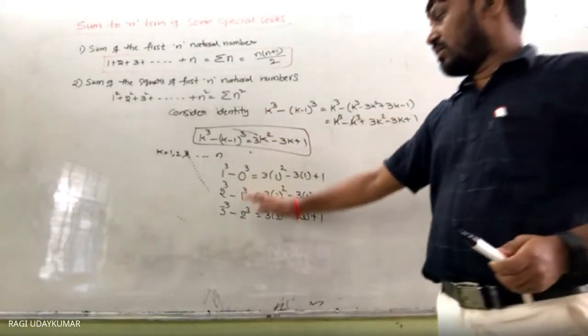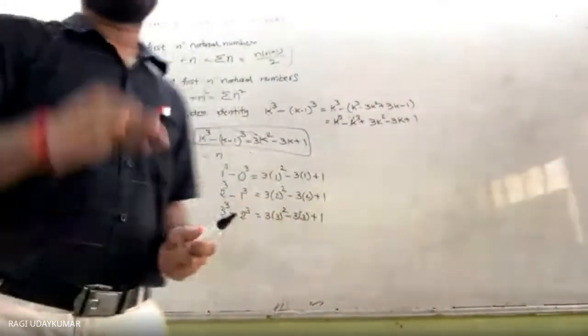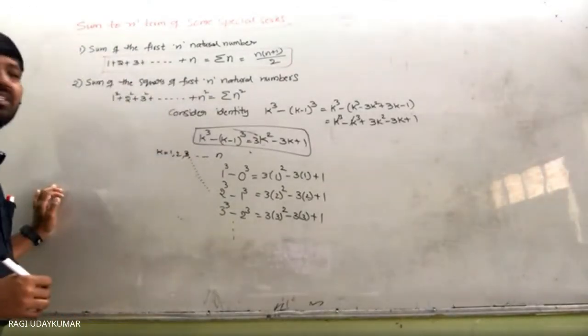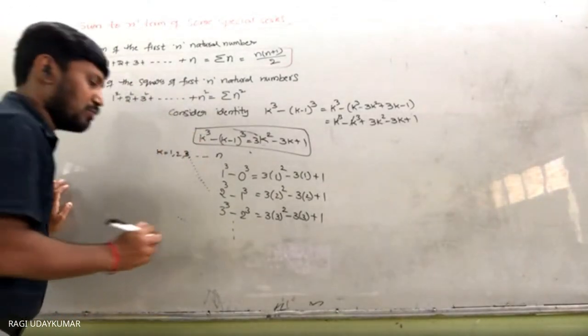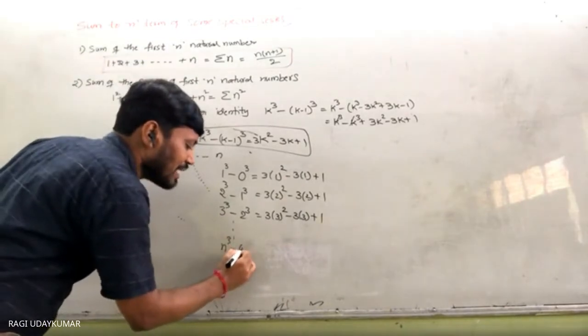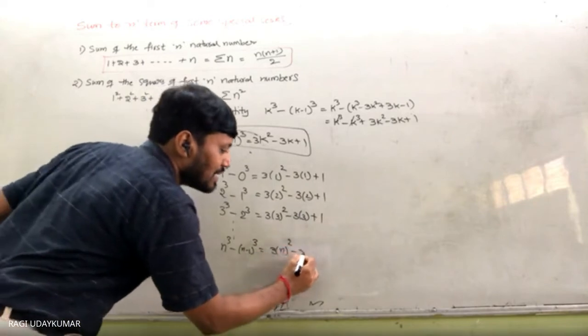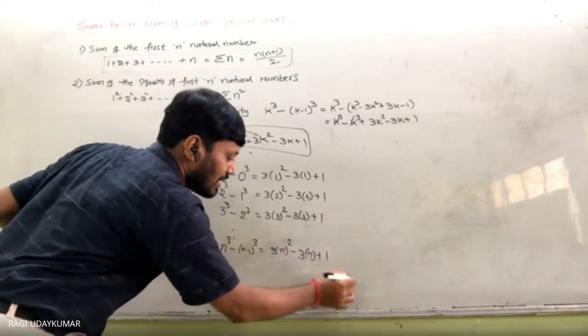Like this, if you go on substituting, in the last step, what do you get when you substitute n? In place of k, substitute n. n cube minus (n minus 1) whole cube is equal to 3n square minus 3n plus 1, you are going to get.